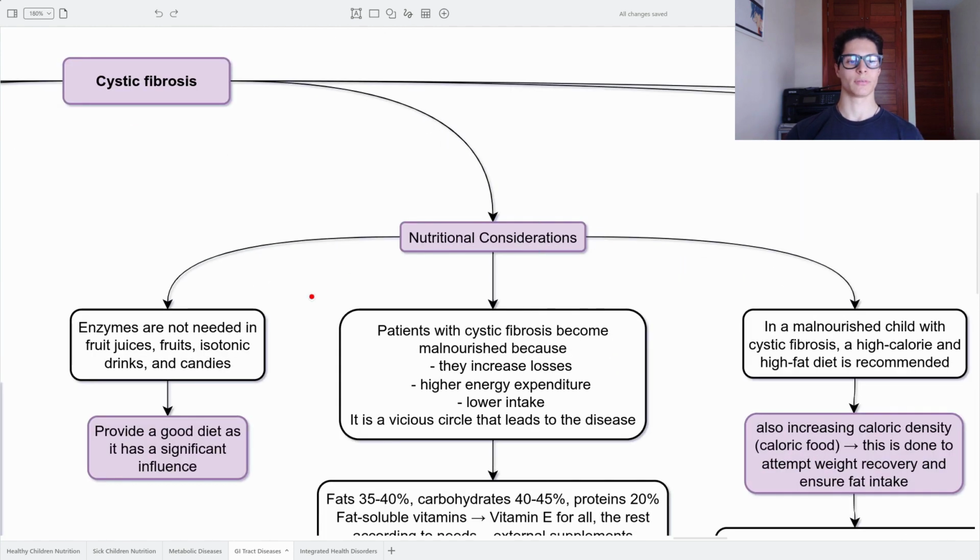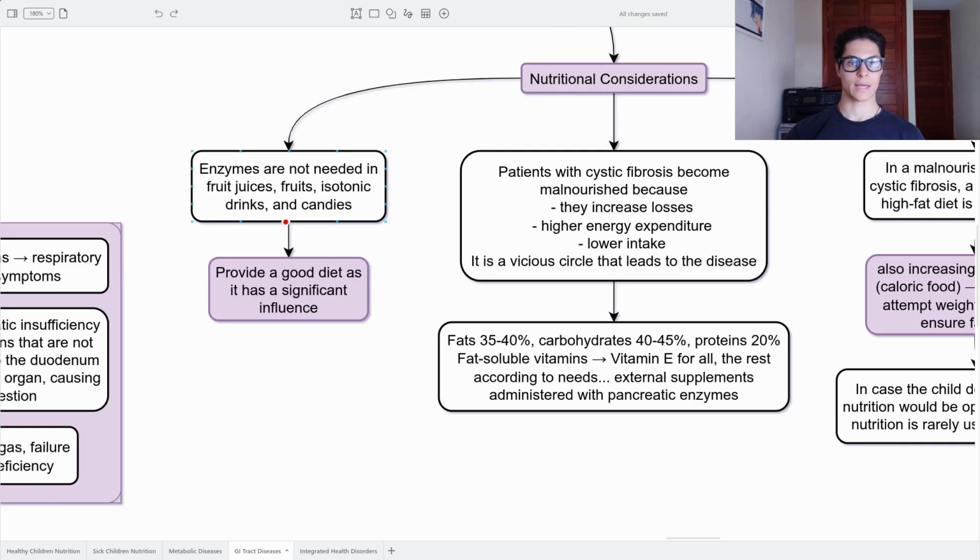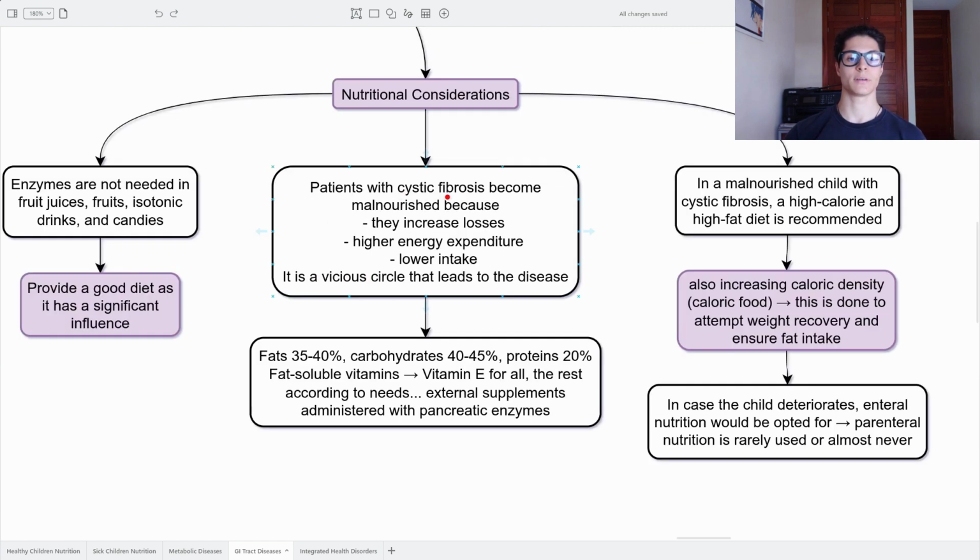Nutritional considerations. The enzymes are not needed in fruit juices, fruits, isotonic drinks, and candy. And we must provide a good diet, as it has a significant influence in this pathology. Patients with cystic fibrosis become malnourished because they increase the losses, they have higher energy expenditure, and they lower the intake. It is a vicious circle that leads to the disease.